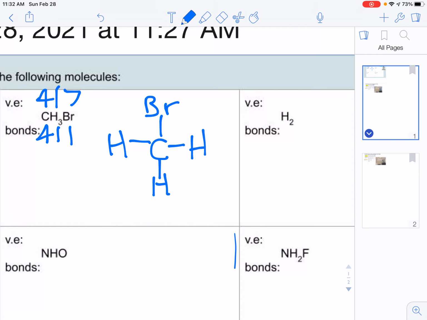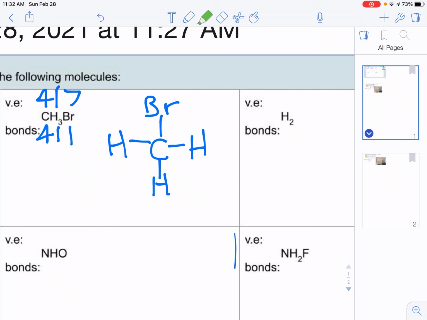My C should have 4 bonds, and I see around the C 1, 2, 3, 4. So that's good. My H's should have 1 bond, and I see the H's also have 1, 1, 1. So that's good. And my Br is supposed to have 1 bond, and I see my Br has 1. So if my bonds are all correct, I don't need to add any doubles or triples.